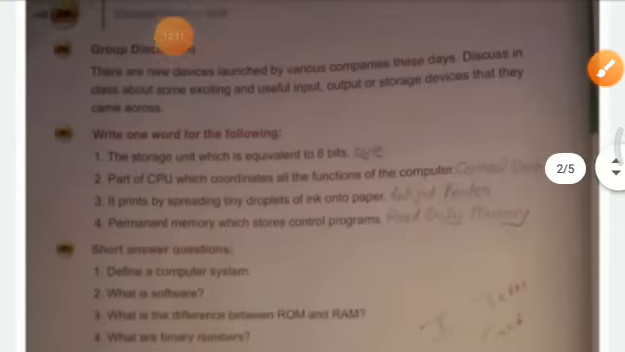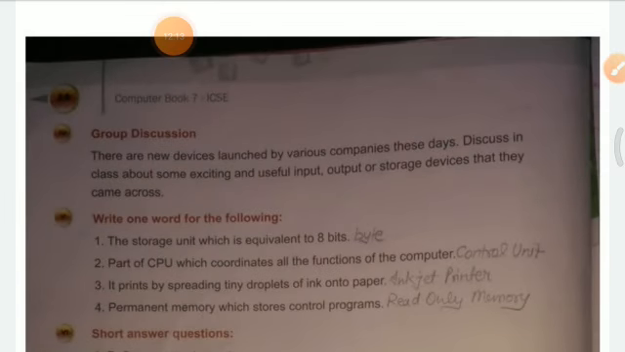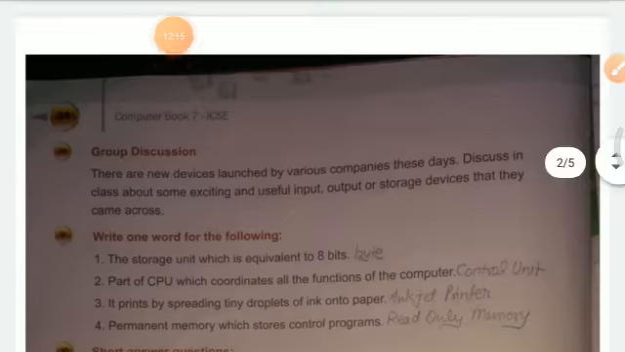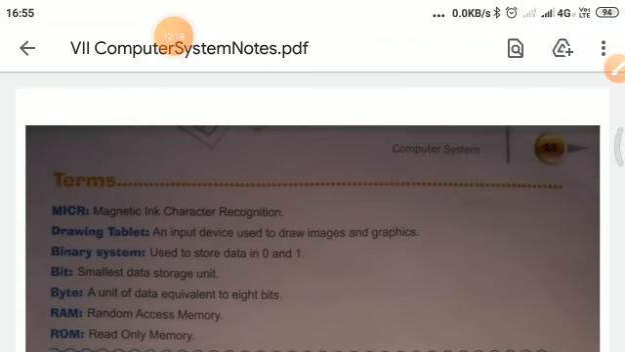So students, this is all about your exercise solution discussion for chapter computer system.